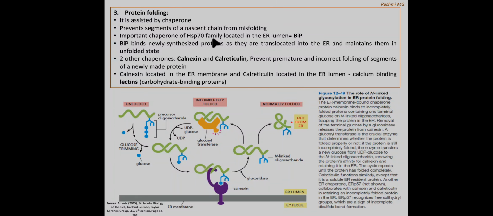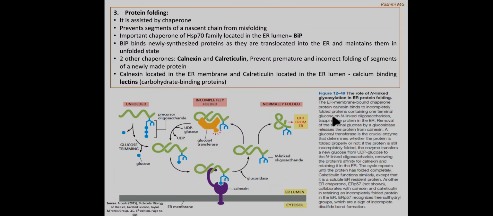An important chaperone of the HSP70 family located in the ER lumen is BiP, binding protein. BiP binds newly synthesized proteins as they are translocated into the ER and maintains them in an unfolded state. Two other chaperones, calnexin and calreticulin, are carbohydrate-binding proteins. They prevent premature and incorrect folding of segments of a newly made protein.